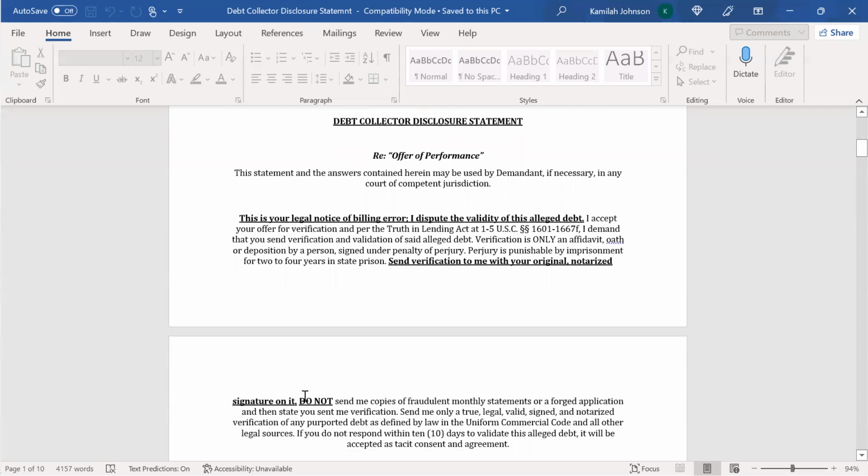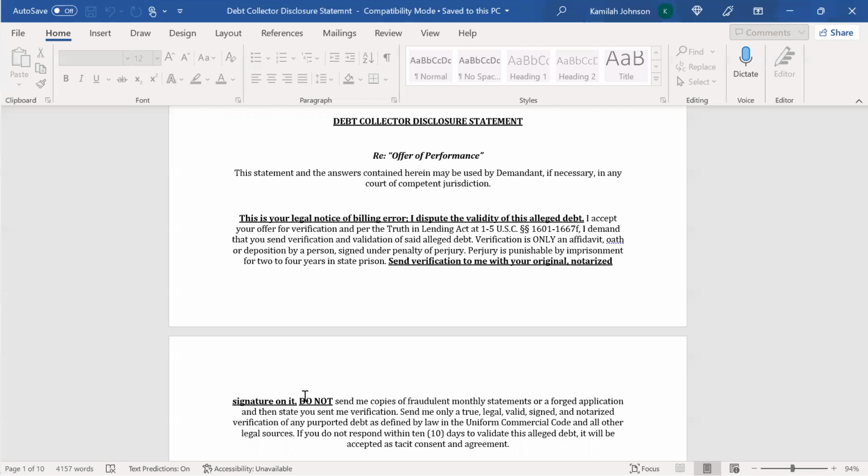Reading into this, I'm not going to read it in its entirety, as I do want you to read and digest the information for yourself. Debt collector disclosure statement references offer of performance. This statement and the answers contained herein may be used by demandant if necessary in any court of competent jurisdiction. This is a legal notice of billing error. I dispute the validity of this debt. I accept your offer for verification, and per the Truth in Lending Act at 15 USC subsection 1601, 1667, I demand that you send verification and validation of said alleged debt.